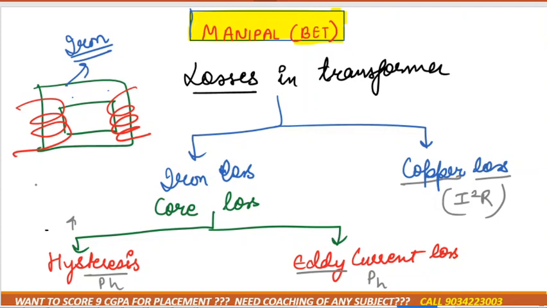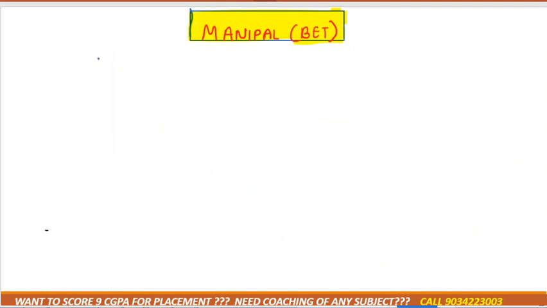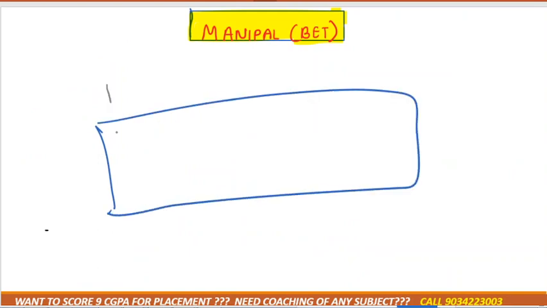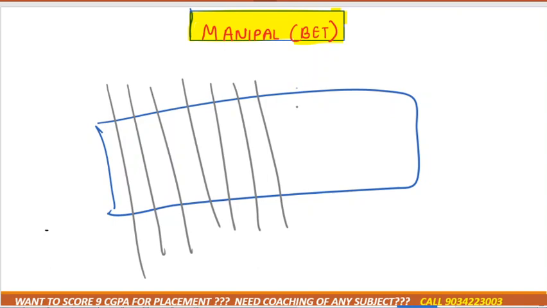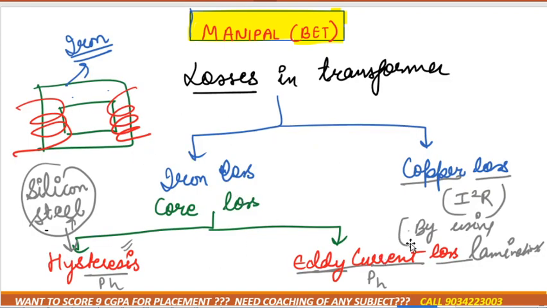Now the thing is, how can we reduce hysteresis losses and how can we reduce eddy current losses? If instead of iron material we use silicon steel material, then hysteresis losses will get reduced. And how will we reduce eddy current losses? By using lamination. What exactly is lamination? You have an iron core, cut the iron material into thin slices like your bread, and combine them. That would be the form of lamination. If you do it by lamination, that will reduce eddy current losses.